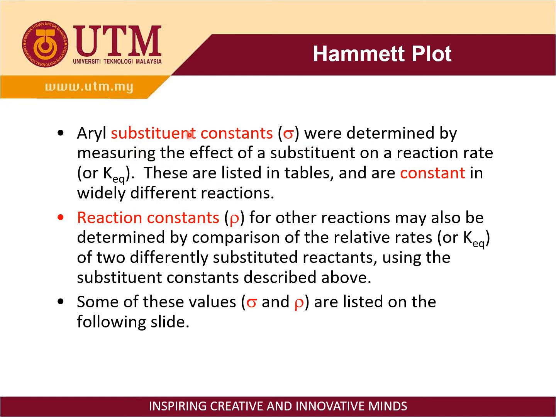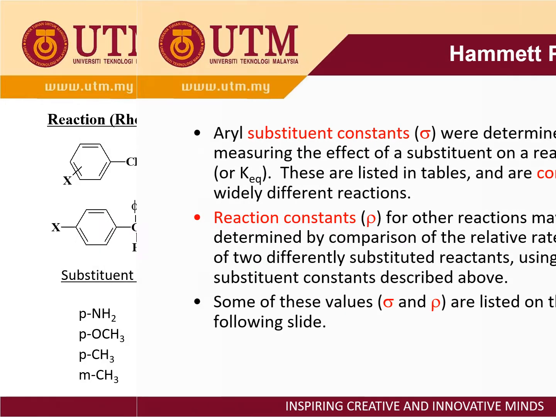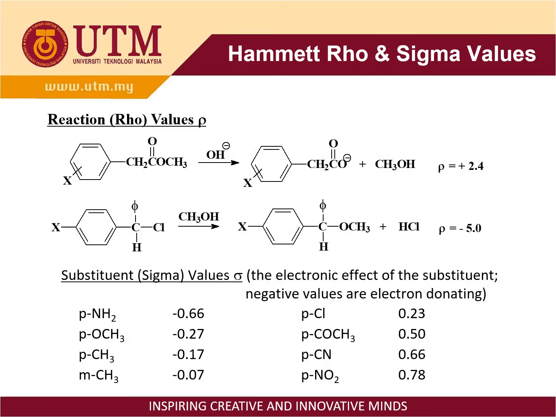Okay, first we get the substitution constant, and then we also get the reaction constant rho. From these values we can calculate a certain reaction. So to recap, from the Hammett equation we got the substituent constant and also the reaction constant. The substituent constant is sigma and the reaction constant is rho. They can be found in a table, a list of sigma and rho, and they are standard constants. So you can calculate for any value.